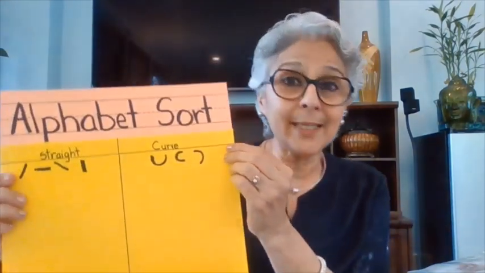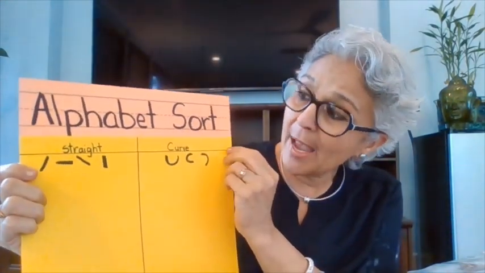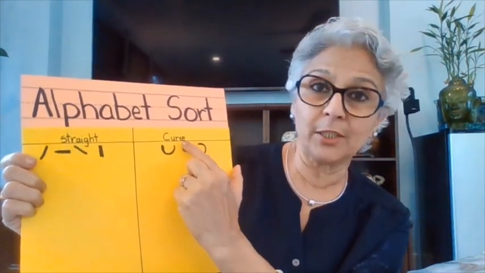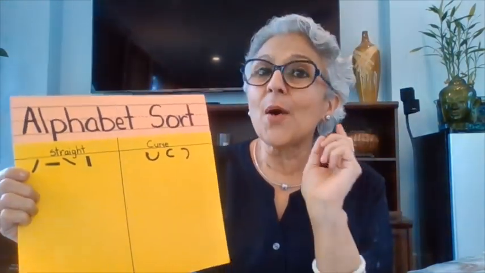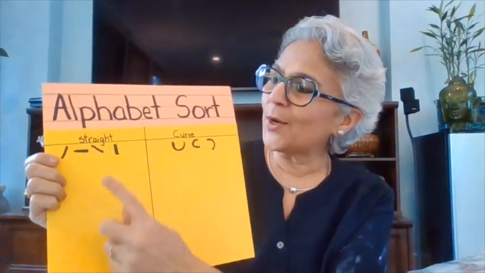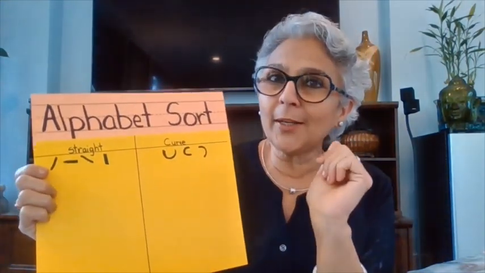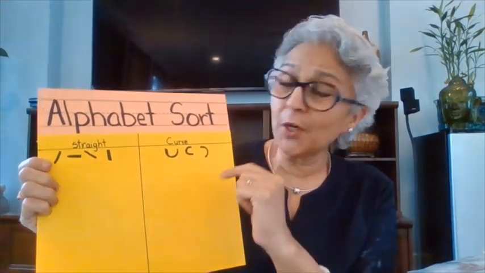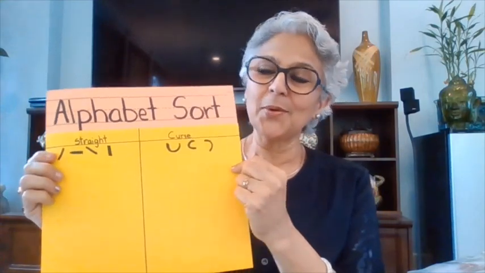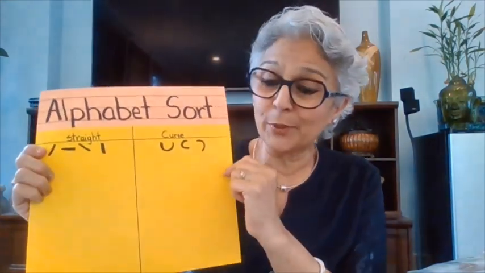So the first game I'm going to share with you is alphabet sort. In this game, as you can see, I have written straight here and I have written curve right here. That means all the letters, if they have straight lines, then they go on this side. And all the letters that have curves go on this side. Okay? So let's play this game. This is how you're going to play.